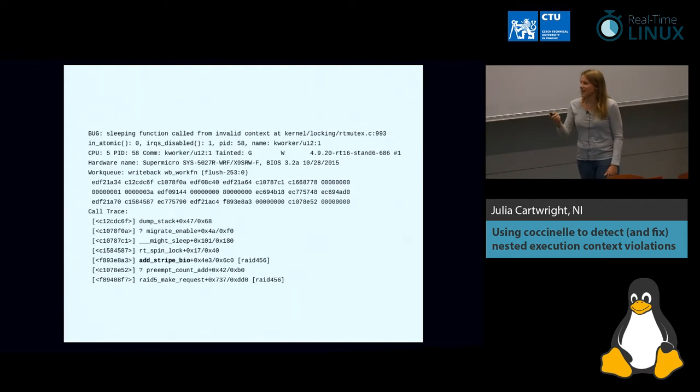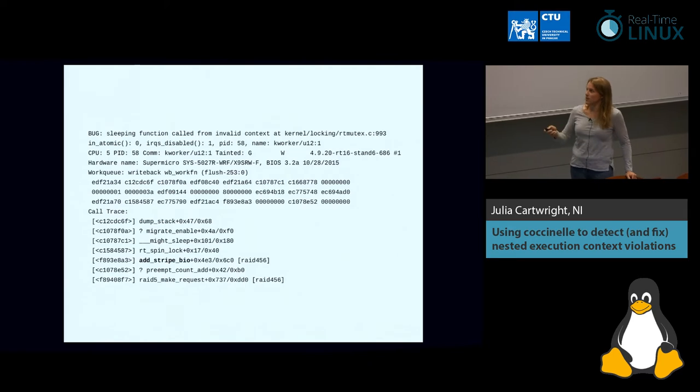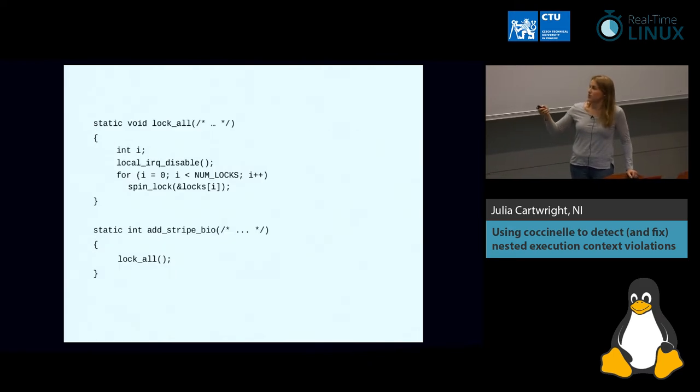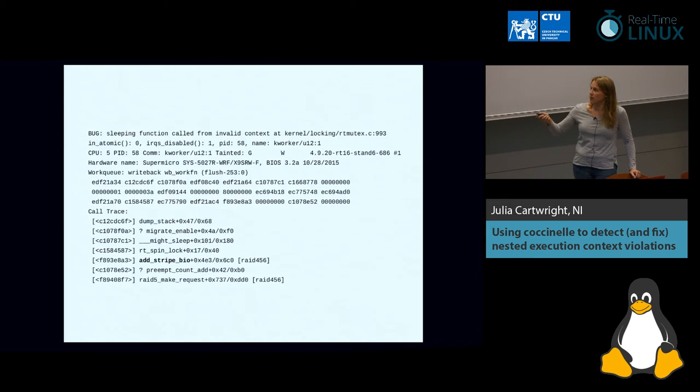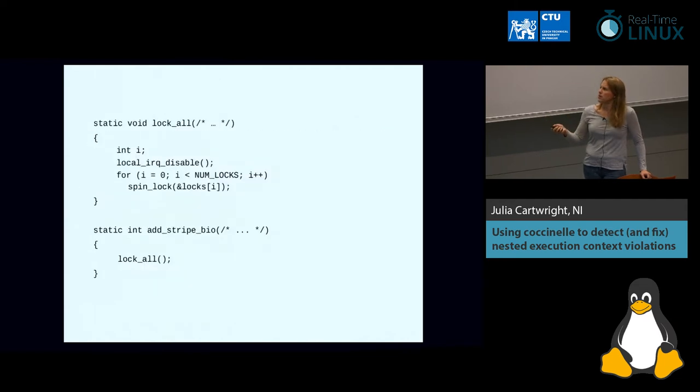So from there, if you were going to actually dive in and figure out what the hell is going on here, you would start looking at this add_stripe_bio call, which is in the RAID5 code. This has since been fixed, but this is a few months ago. And this is also just one representation of a bug. There's a lot of bugs that get filed that were just related to using RT spin locks in places that they shouldn't be used.